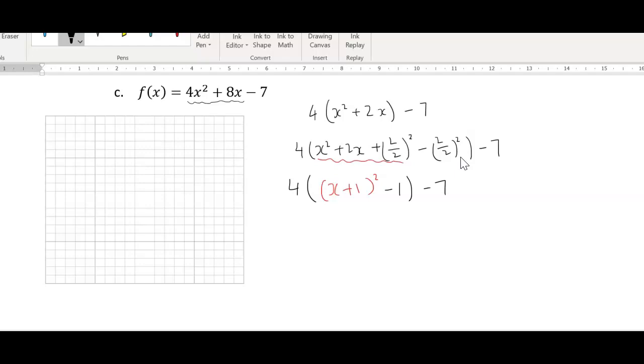I did keep the red there so you can see what is happening, but I do have 2 brackets. So that 4 gets multiplied through both the x plus 1 squared and the minus 1, which is minus 4. And then we've got minus 7. So just tidy it up a bit.